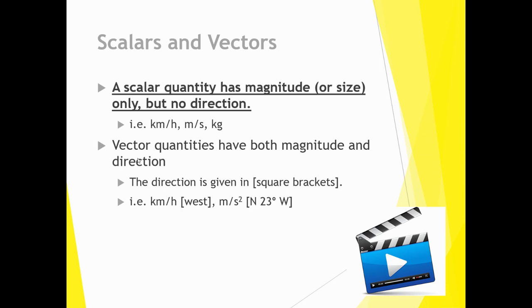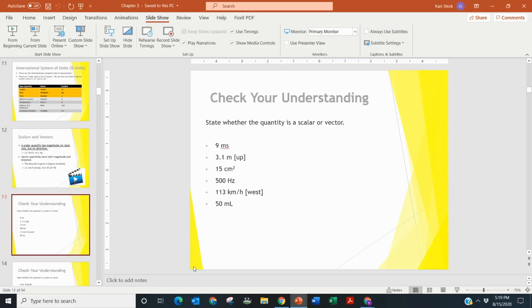Vector quantities have both magnitude and direction, and the direction is usually given in square brackets after the units. So you would say that something was traveling at 15 kilometers per hour [west], and you'd put the west in the square brackets. You could also use meters per second squared, and you can use something like [north 23 degrees west]. You can have forward, backwards, left, right. But you need to have some sort of direction with vectors.